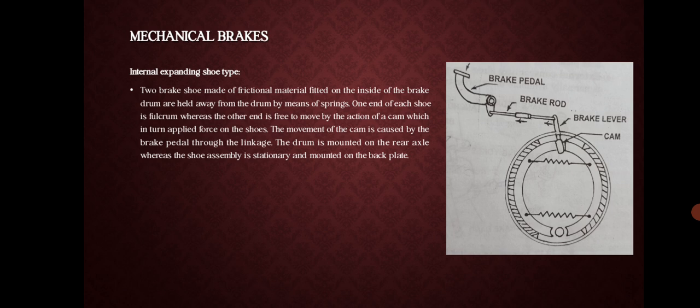Two brake shoes made of frictional material are fitted on the side of the brake drum or held away from the drum by means of a spring. One end of each shoe is a fulcrum, whereas the other end is free to move by the action of the cam, which in turn applies force on the shoes. The movement of the cam is caused by the brake pedal through the linkage. The drum is mounted on the rear axle, whereas the shoe assembly is stationary and mounted on the back plate.